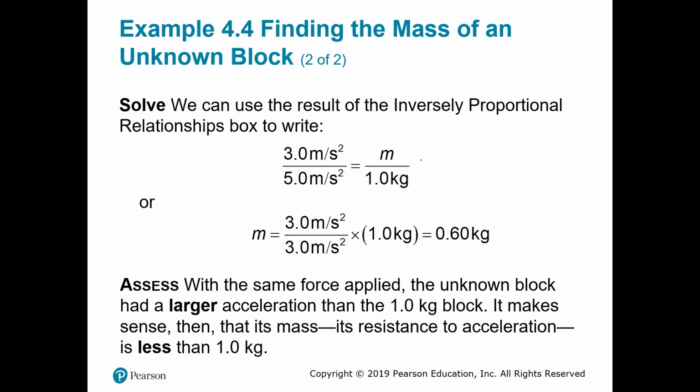So now you see the ratio is m over 1 kilogram. The heavier your mass is, the smaller the acceleration is going to be. So then you see the ratio is going to be 3 to 5. In order to make this ratio 3 to 5, you need 0.6 kilograms.